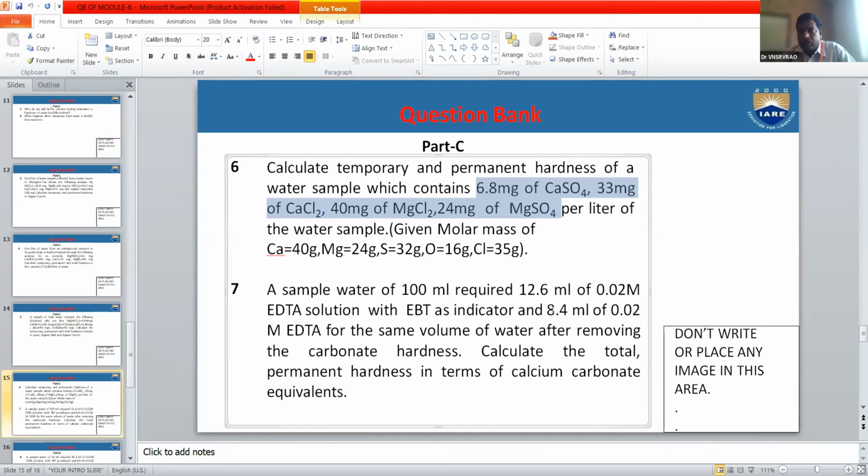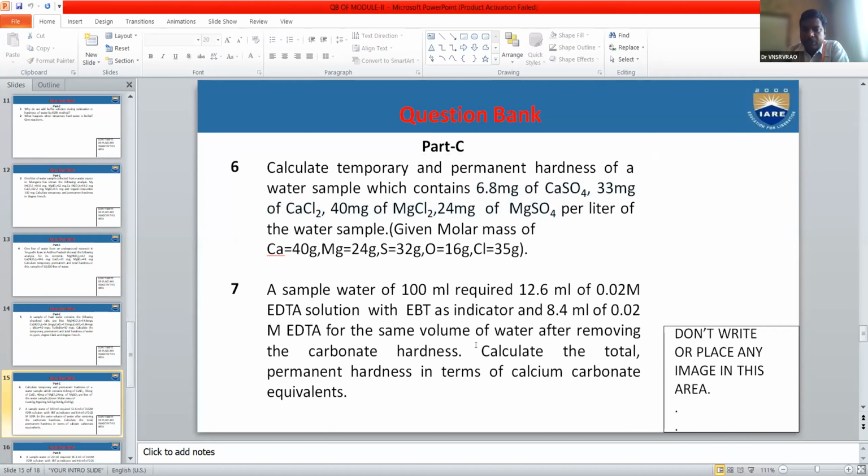So these salts are converted into a ppm level by using that expression of the hardness in terms of equivalence of CaCO3 formula, and finally by adding the ppm levels of each individual salt we get the permanent hardness, and there are no salts causing the temporary hardness as per the problem. Okay? So this is the 6th question, and now coming to the 7th question.